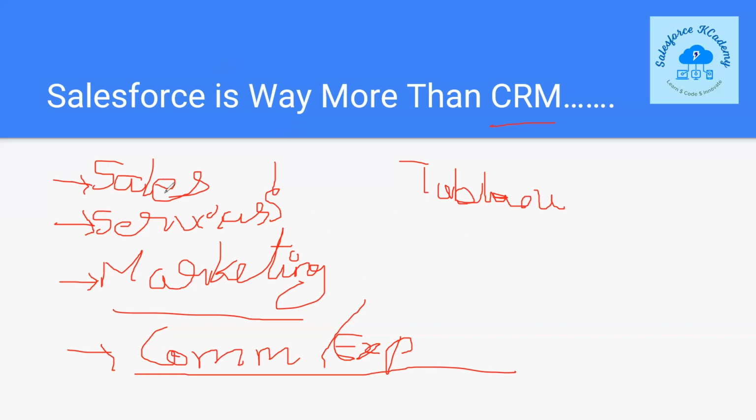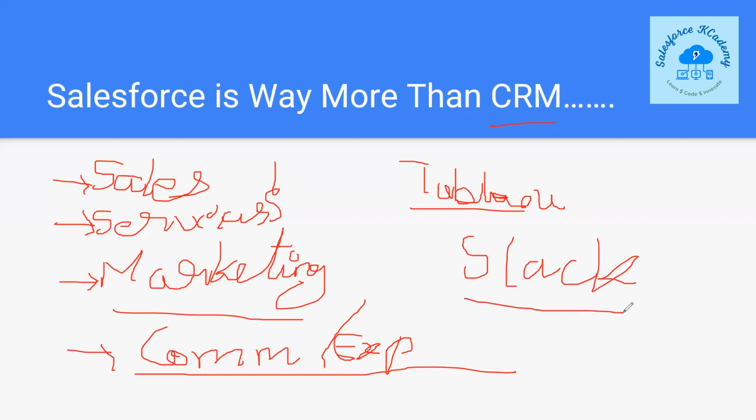Now, how many have we covered? Sales, services, marketing, Community Cloud or Experience Cloud, then Tableau. Then there is something called Slack. In the software world, Teams is most famous. Many companies nowadays use Teams as a means of communication for company-related calls, and teammates use the Teams application to communicate inside the company.